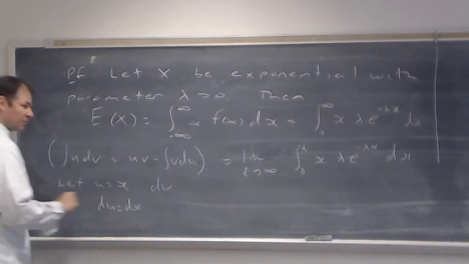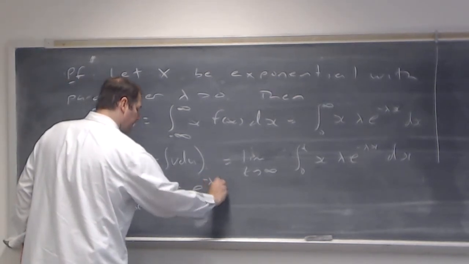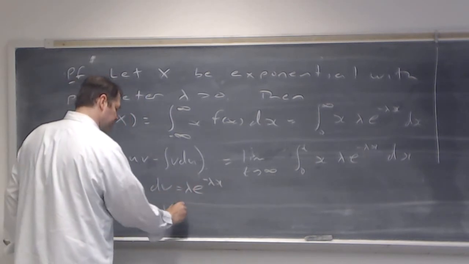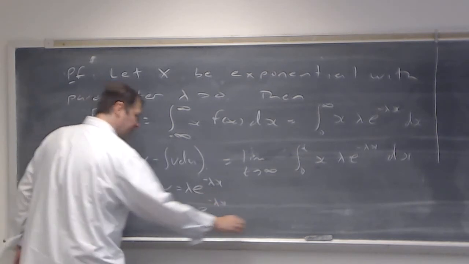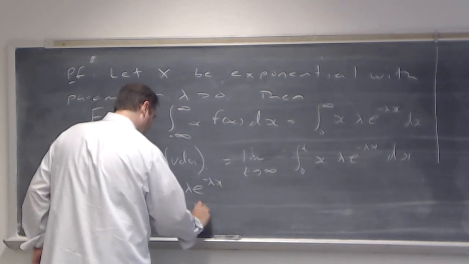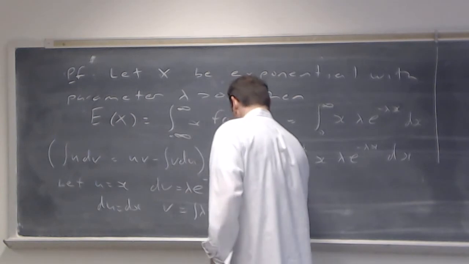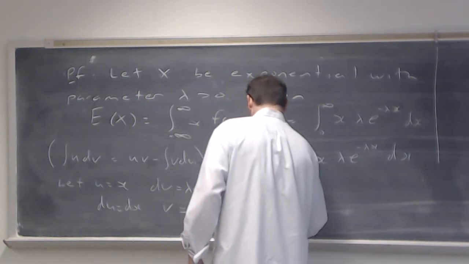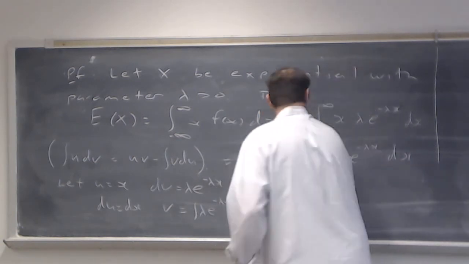dv, the other part, is e to the minus lambda x, and I need a lambda here. Its integral, so if you integrate this, you're going to get v equal to minus e to the minus lambda x. Let me make sure that I indicate what I did there. This is the integral of lambda e to the minus lambda x. And we worked with that a few seconds ago, and that's minus e to the minus lambda x. You can find that out through u substitution.